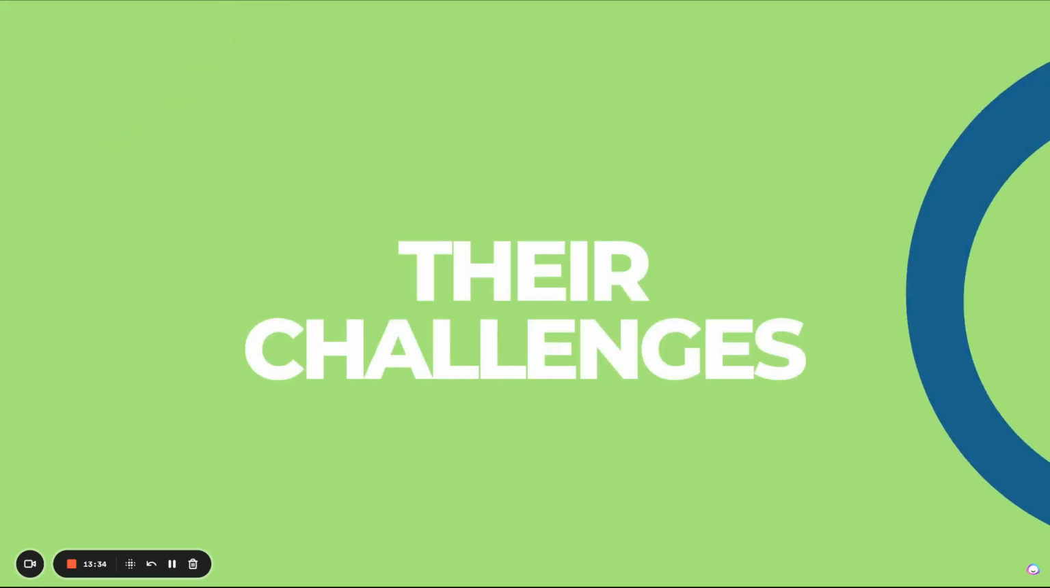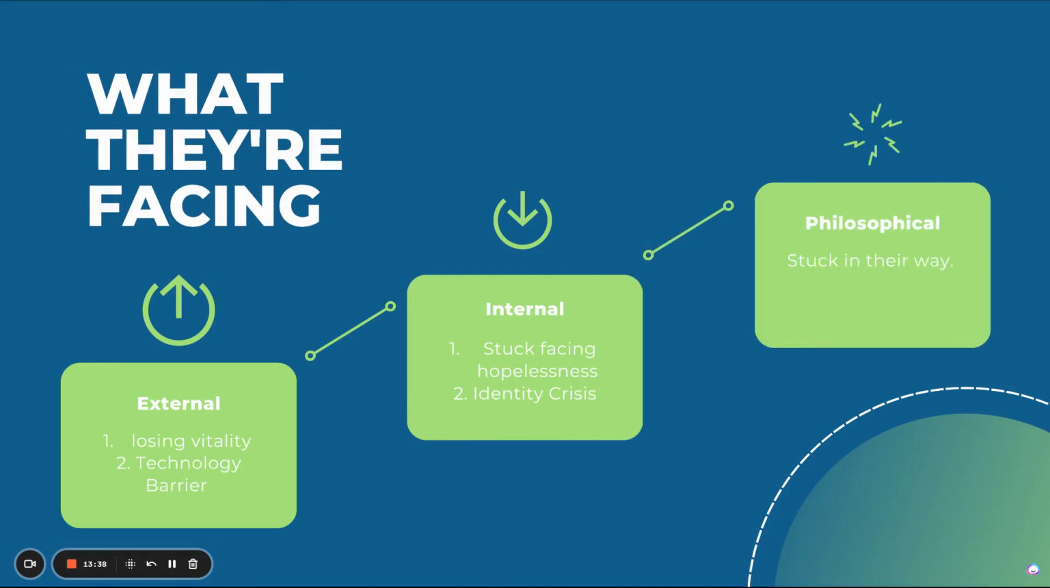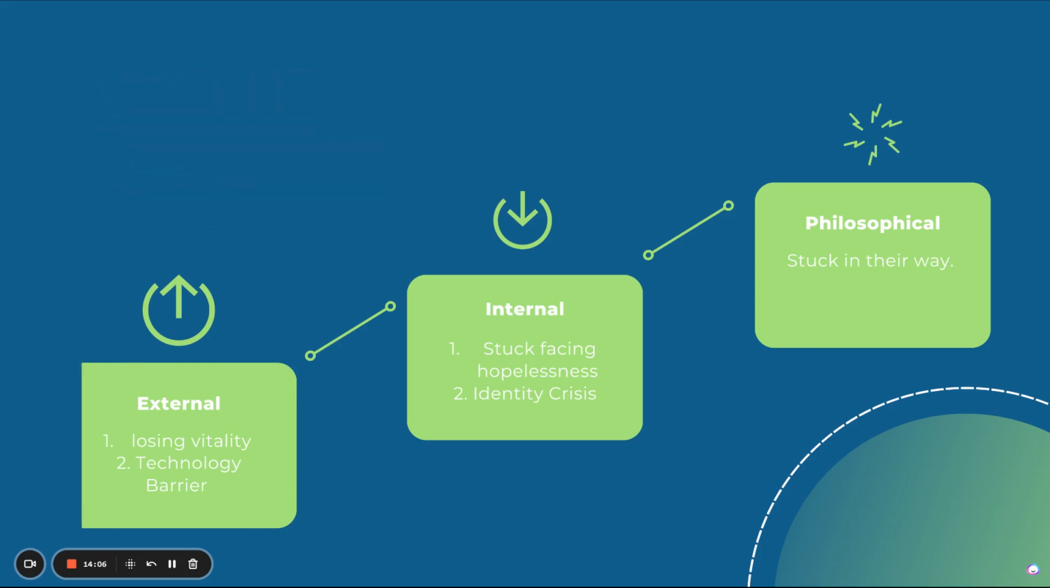And then their challenges. We look at really 4 different types of challenges. One is external, so losing vitality and technology barrier. Internal, stuck facing hopelessness, identity crisis. And then philosophical, stuck in their own way. So we look at all different types of challenges, from what they're facing outside of themselves, inside of themselves, and then their mentality or their philosophical view, and how that's a barrier to them getting what they need from the ministry.